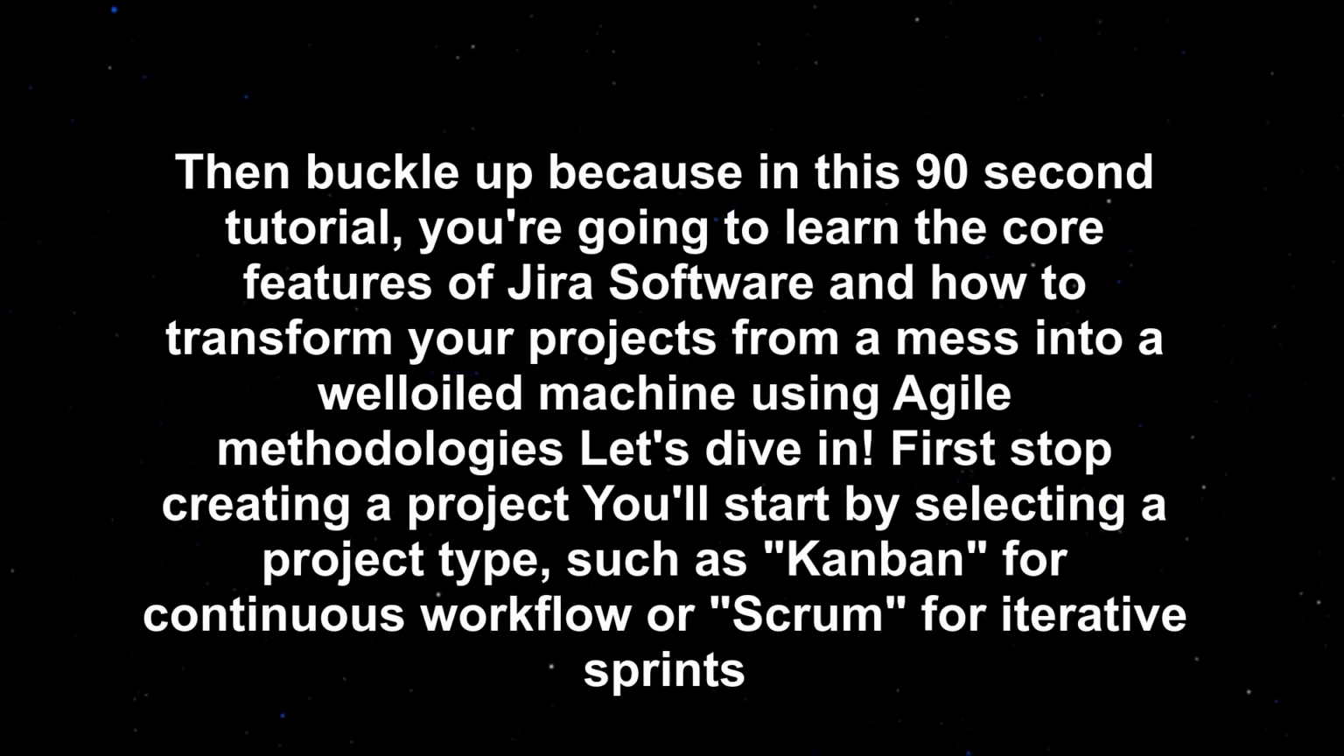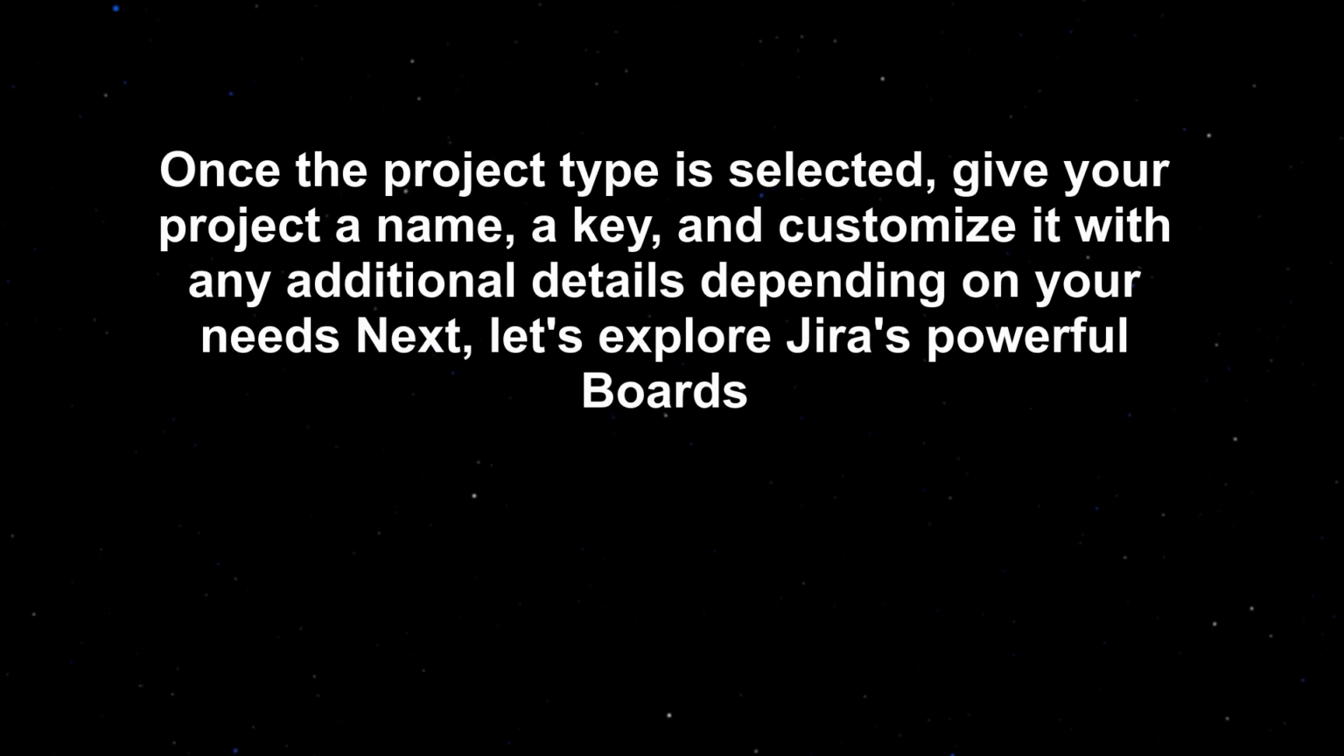You'll start by selecting a project type, such as Kanban for continuous workflow or Scrum for iterative sprints. Once the project type is selected, give your project a name, a key, and customize it with any additional details depending on your needs. Next, let's explore Jira's powerful boards.